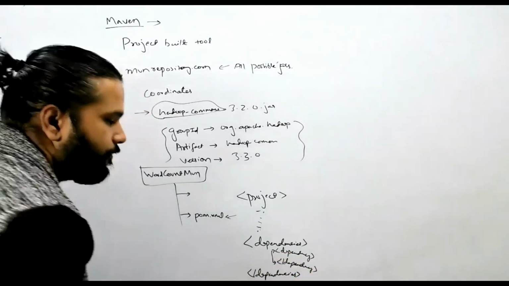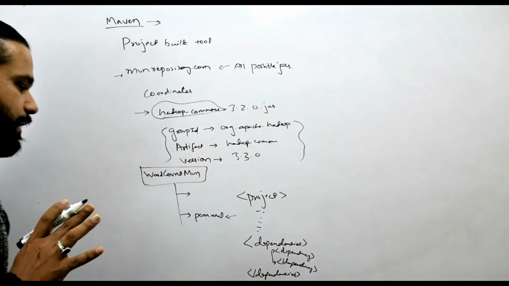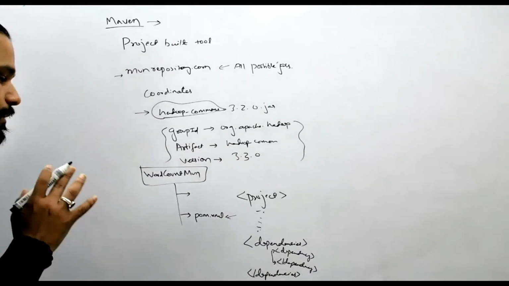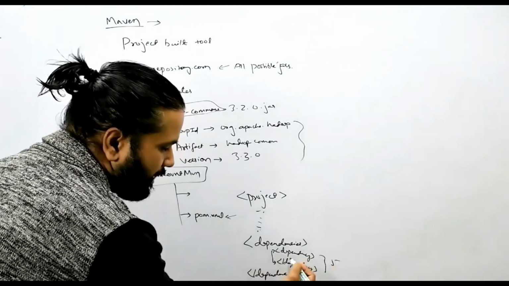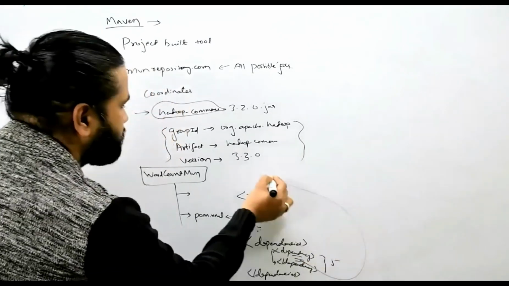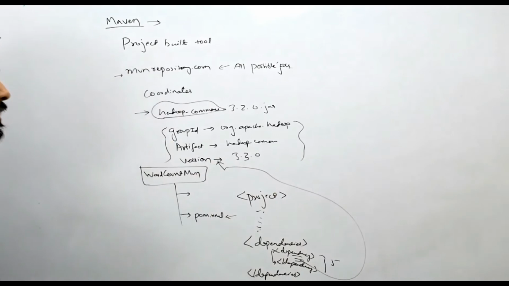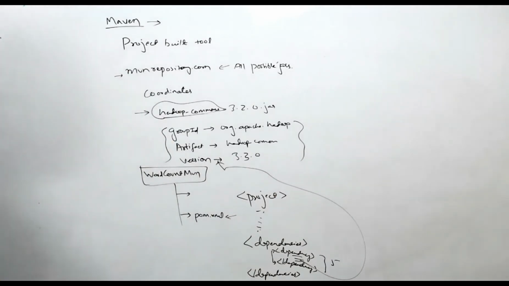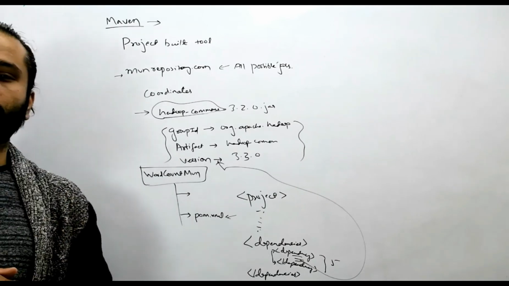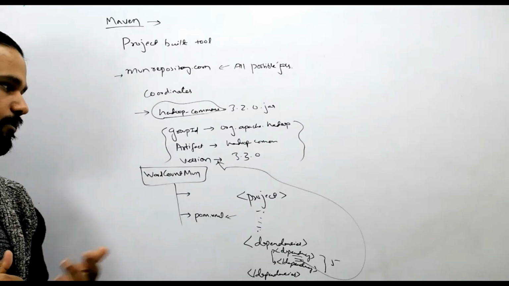So if I need 5 jar files to configure in my Maven project, then I'll write this 5 times. And inside this, you'll have this information: the group ID, the artifact ID, and then the version. Okay. So let's go back and start configuring our project. We'll convert our project into a Maven project and let's see how it goes.